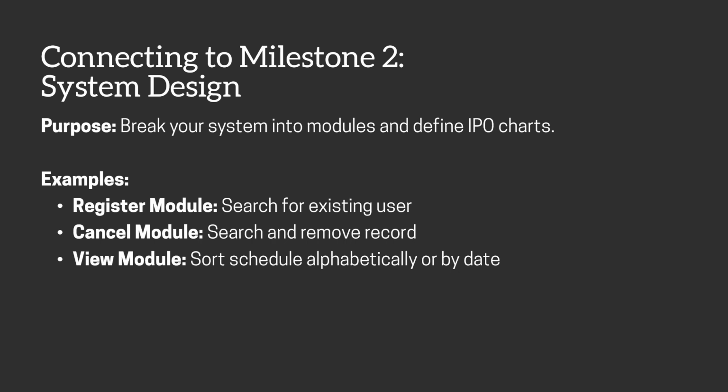I'll say, for example, in your register module, you might search to see if a student participant is already enrolled in a class. Your cancel module might search for the correct record to be removed. And then your view schedule module might sort the schedule by course name or maybe by date. Now, these are practical ways sorting and searching can appear in your programming logic.